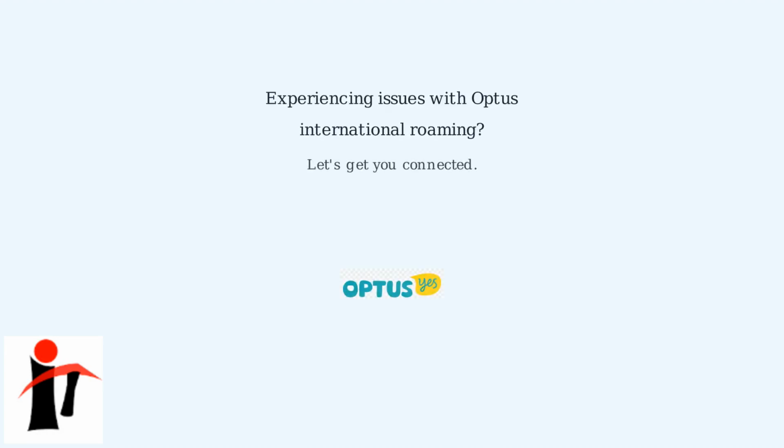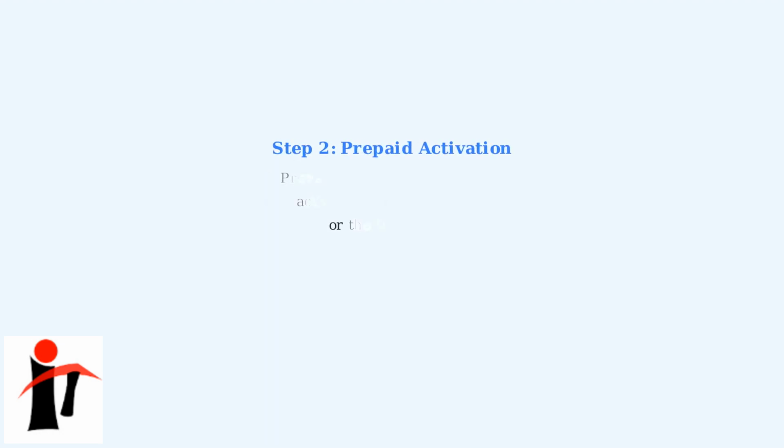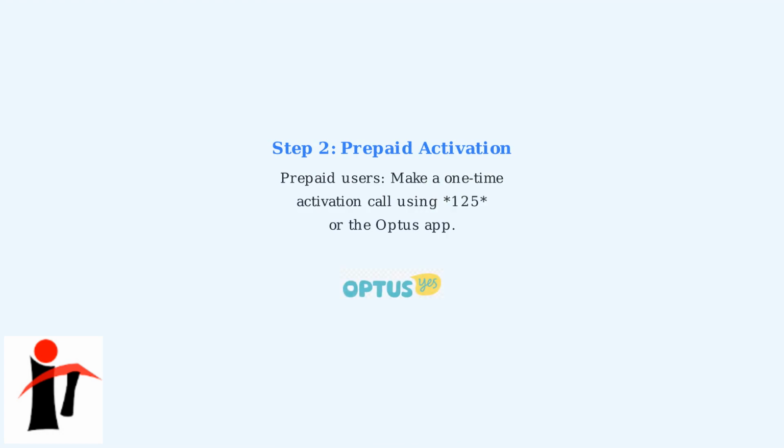Experiencing issues with Optus international roaming? Let's get you connected. First, ensure roaming is activated in your phone's settings under mobile data. Prepaid users should make a one-time activation call using 125 or the Optus app.